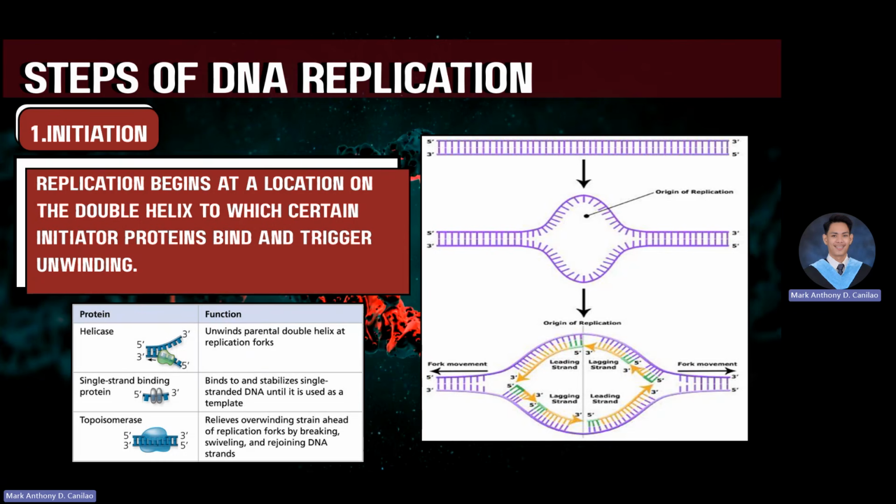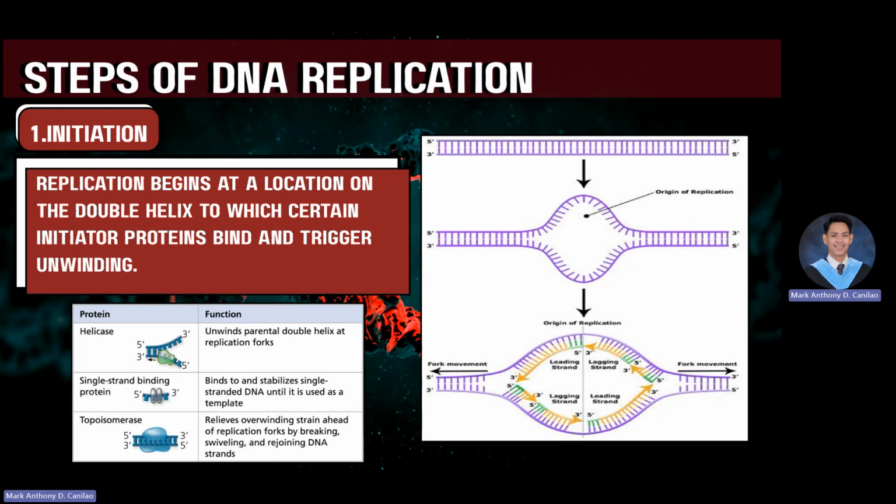So we use topoisomerase, which is used to relieve the overwinding strain ahead of the replication fork, so that when helicase comes along the DNA, the unzipping and unwinding go smoothly. So these are the prime movers in the initiation. Again, initiation is the first step in DNA replication.